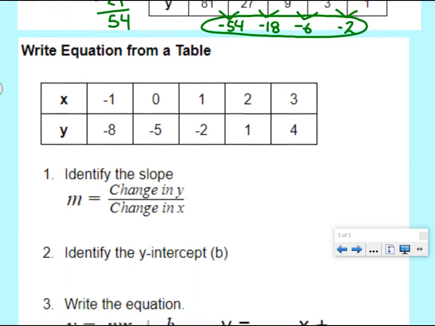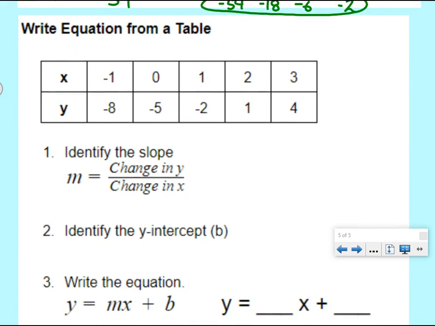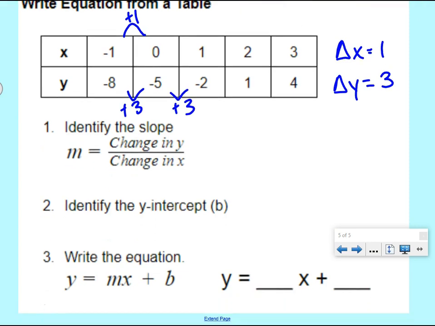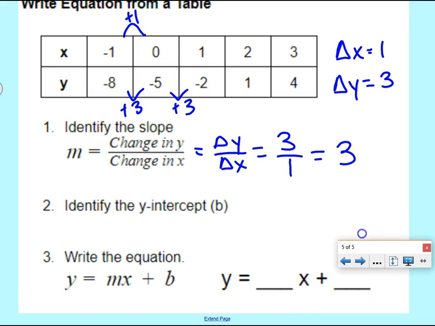Now, we want to be able to write an equation from a table. So this table was the same one as above, and our change in x was 1 because we were adding 1 each time. And our change in y was 3 because we were adding 3 each time. So the first step is to identify the slope. Our change in y, which we write as triangle y over triangle x, change in x. So our change in y was 3 over our change in x, which was 1. 3 over 1 is just equal to 3, because 3 divided by 1 is 3.